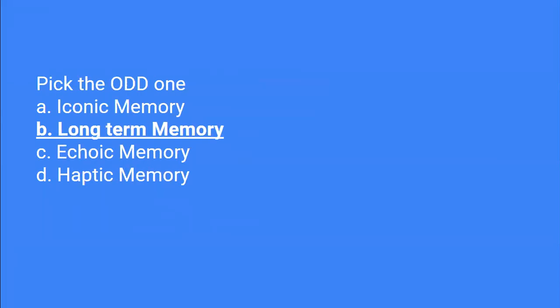Pick the odd one. Iconic memory, long-term memory, echoic memory, haptic memory. Here, the answer is long-term memory because iconic mentions the eye, echoic mentions the ear, and haptic memory mentions touch. But here, long-term memory is our normal memory. We store things for a long time.